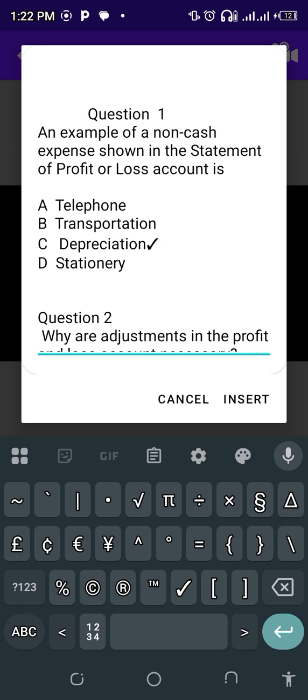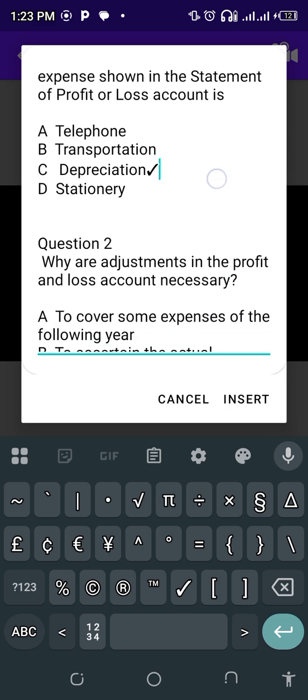Bad debt written off is also a non-cash expense. Provision for doubtful debt is also a non-cash expense. So should they ask this question and there is no depreciation, they may put these options: amortization, depletion, impairment, bad debt, and provision for bad and doubtful debt, all non-cash expenses.